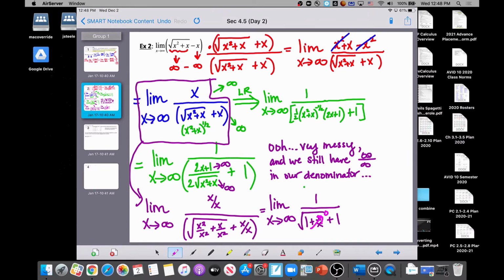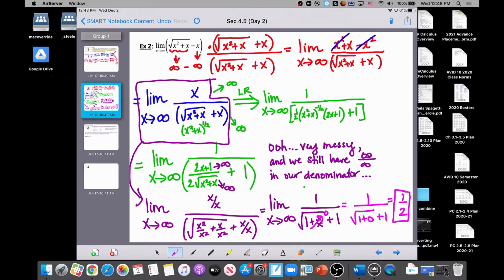And so I end up with, when I plug in infinity, 1 over the square root of 1 plus 0, plus 1. 1 plus 0 is 1, square root of 1 is 1, 1 plus 1 is 2. So I end up with the answer to my limit being 1/2.